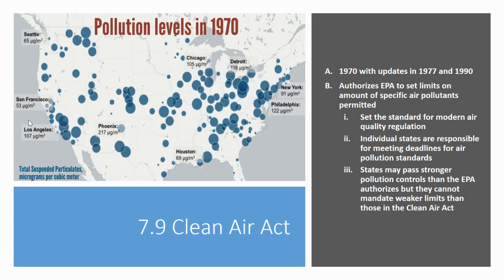Remember in previous slides, we mentioned that there were 6 criteria air pollutants that the EPA can regulate based upon the Clean Air Act. So overall, this is just setting the standard for modern air quality regulation. Individual states are still responsible for meeting deadlines for their air pollution standards. They may pass pollution controls that are much stronger than what the EPA has authorized, but they can't mandate anything that's weaker than the Clean Air Act.